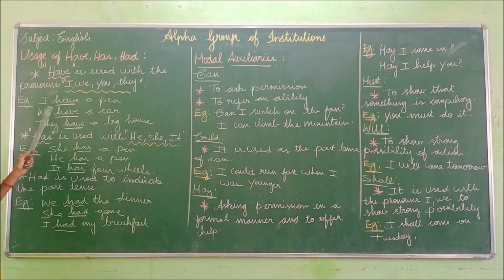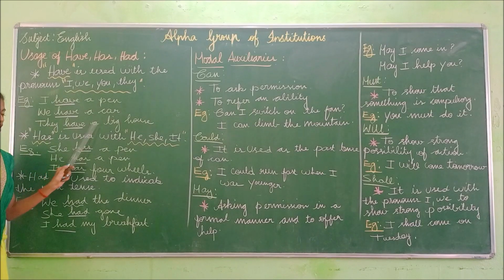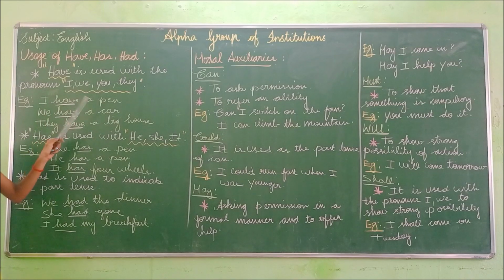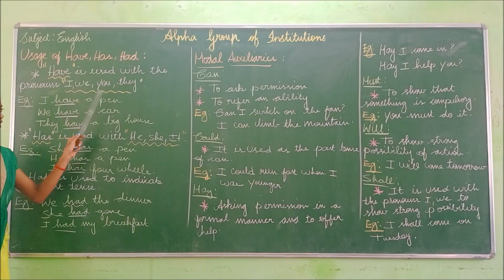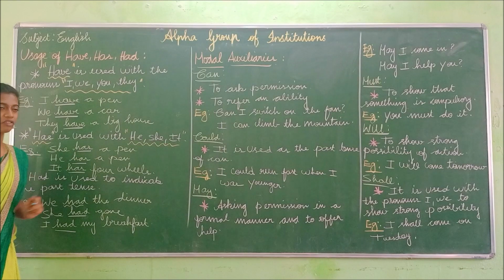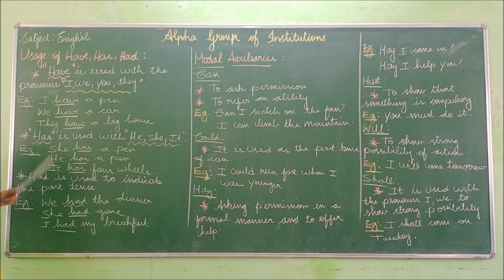Okay. So I have written an example. I have a pen. So what is the subject in this sentence? Yes, the subject is I. So if the pronoun I comes, we have to use the verb have. Likewise, we have a car. They have a big house. So for the pronouns I, we, you, they, we have to use the verb have. Have you understood? Okay. Next we are going to see where to use has.